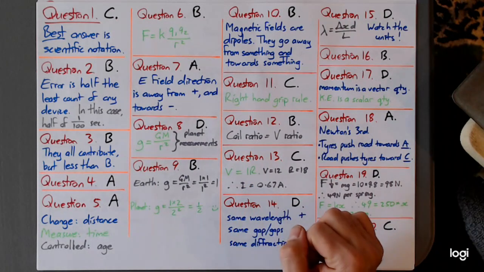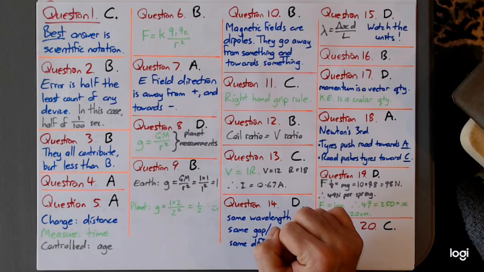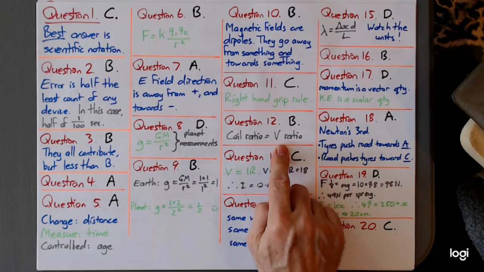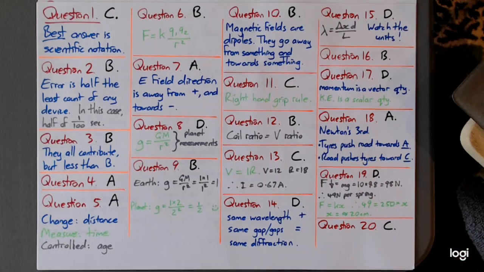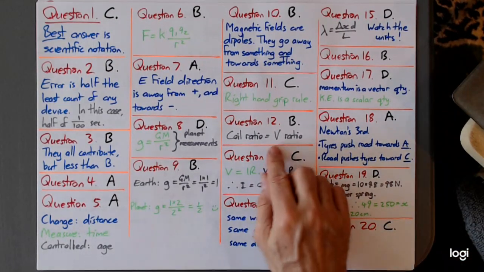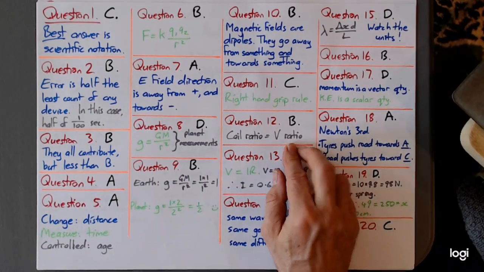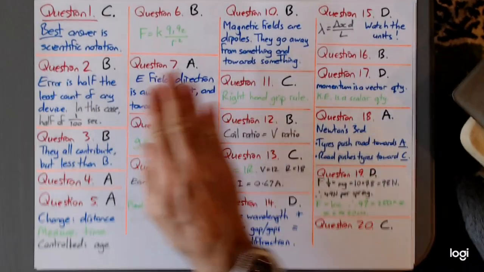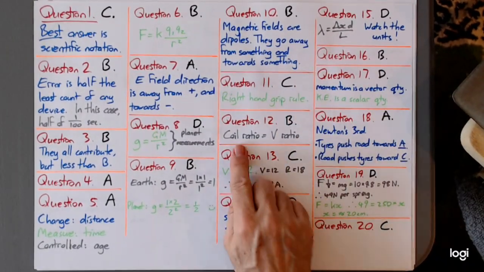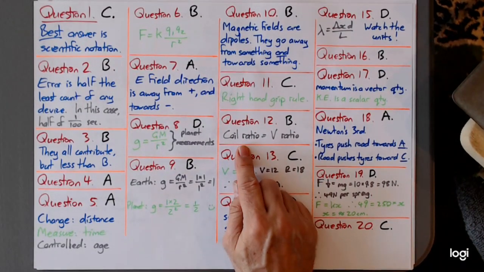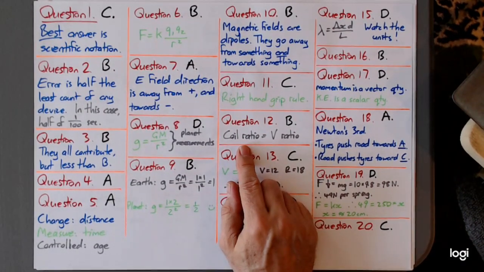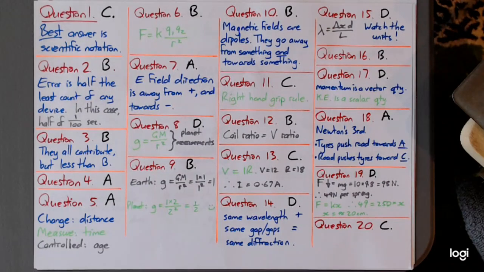Question 12. The ratio of the primary side coils to the secondary side coils is the same as the voltage ratio. So they just told you that 240 goes down to 12, so 12 is 1/20th of 240. So the voltage ratio is going to be 20 to 1, and so that's exactly what the coil ratio is, 20 to 1. It's not 1 to 20. You've got to get this one around the right way. So question 12, the answer is B.